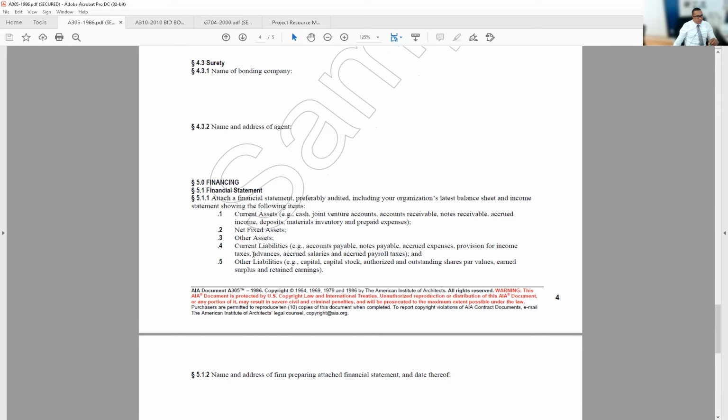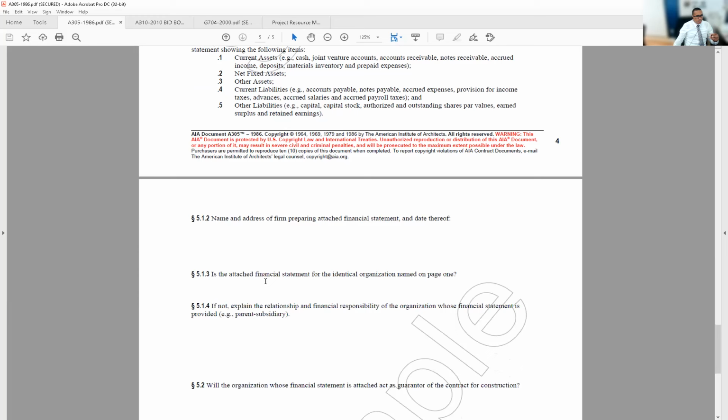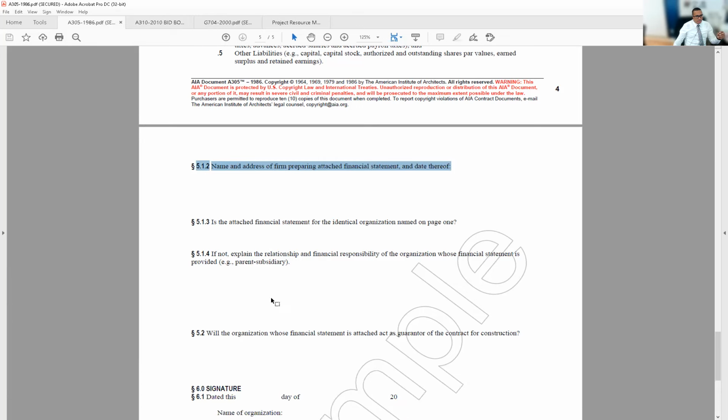So again, financial statements, and I'm not going to go into too much detail. Name and address of the firm preparing the attached financial statement. Who did that? Typically it's an accounting company. Is the attached financial statement for the identical organization named on page 1? Why? Because they may put a wrong name or a wrong company and attach it, right?